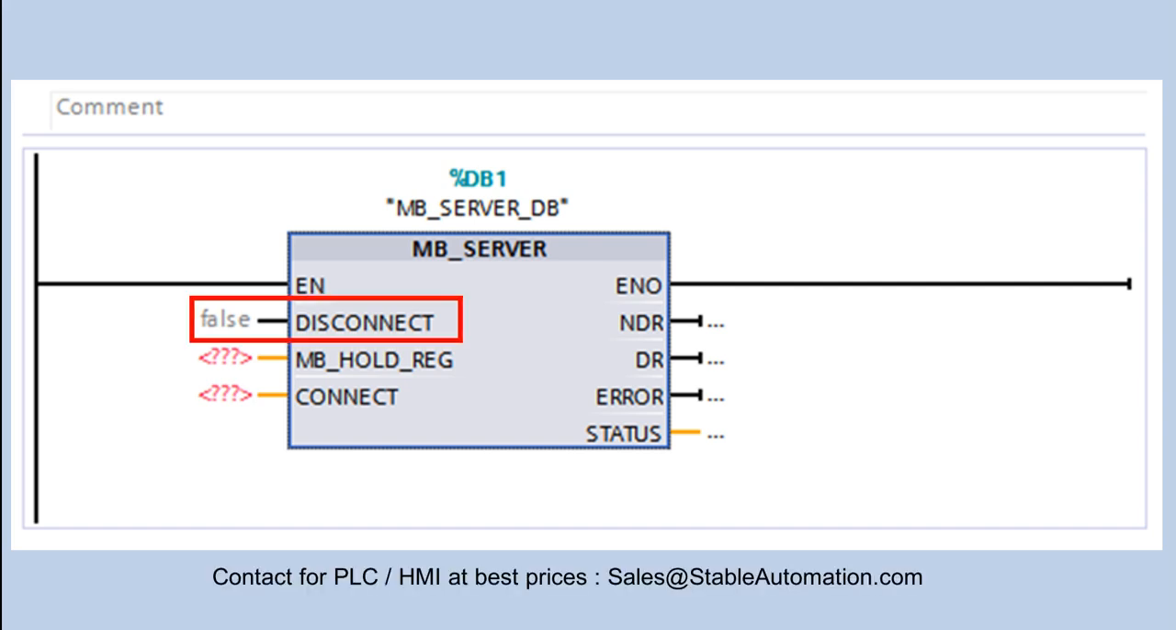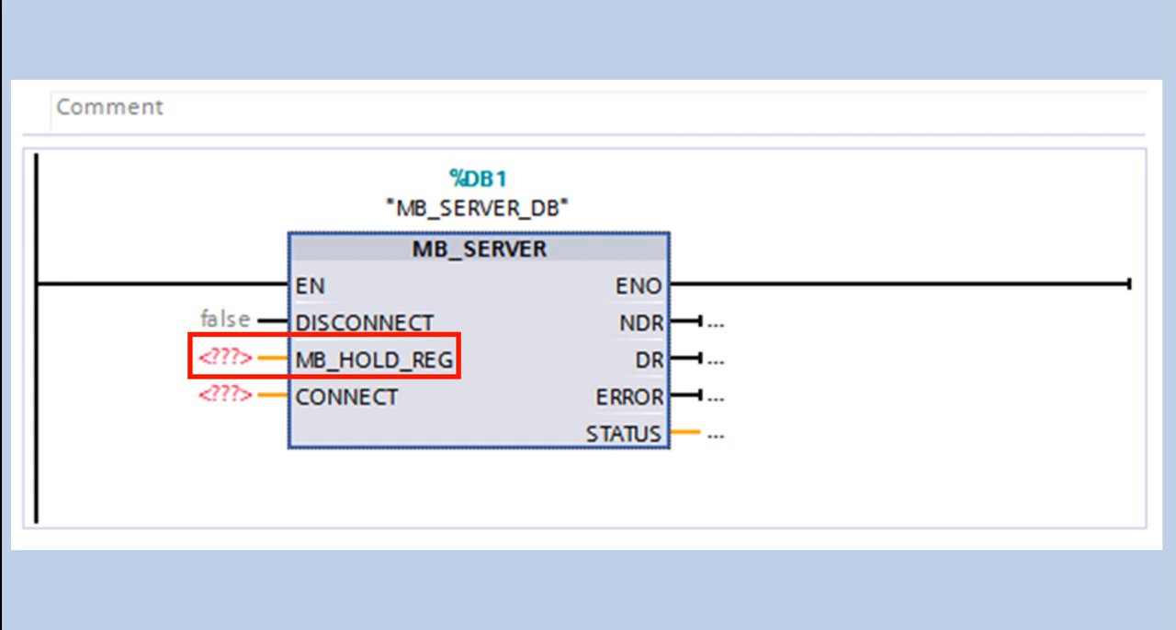Disconnect. To disconnect the communication with Modbus client, make this parameter 1. Normally, this will be 0. mb_hold_reg. This is the pointer to the DB. Values of this DB will be available on holding register of Modbus server. So whatever the value in this holding register, you will get on your Modbus server.